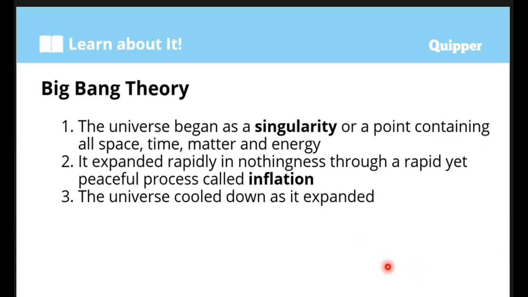Number one is that the universe began as a singularity, or a point containing all space, time, matter, and energy. According to this theory, the Big Bang, or the universe, started as a single point in outer space that consists of space, time, matter, and energy. And it expanded rapidly in nothingness through a rapid yet peaceful process called inflation.